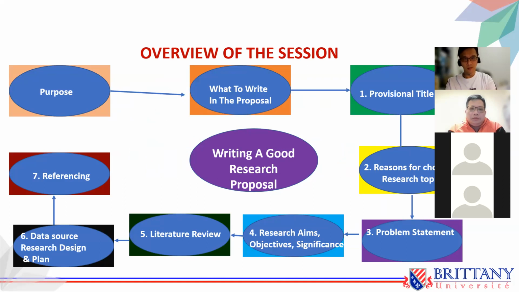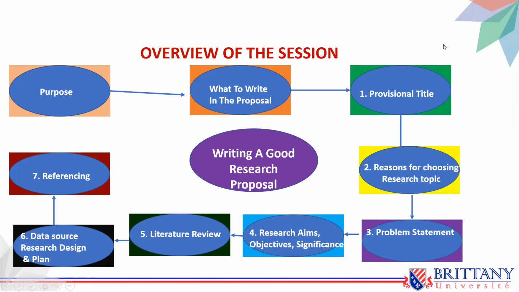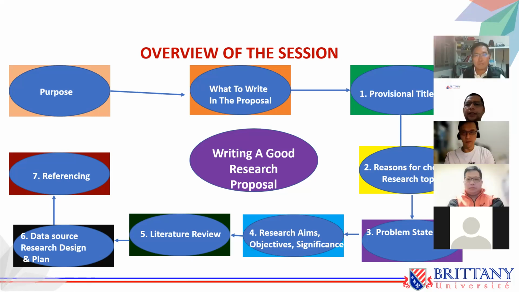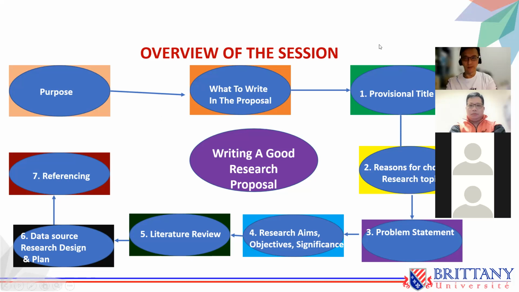Now, these are the essential parts of your research proposal. Number one, a title. Why do I say provisional title? Because you will write a title and other parts of the research proposal, then we assign your supervisor. Then you will discuss the title with your supervisor. If the supervisor gives any feedback, you might need to make a little change or adjustment. Otherwise, it is fine. So first step is to write a title. Second one, the reason for choosing the research topic. You have given a title, then you also need to decide why you have chosen this topic. You need to write briefly.